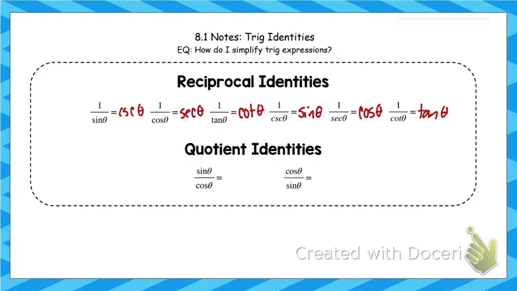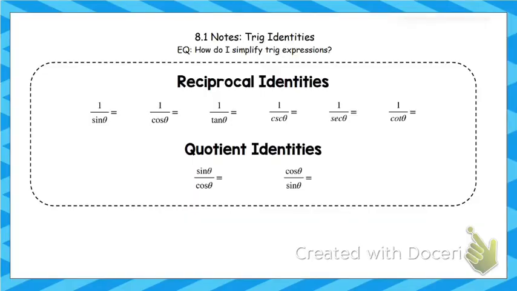Two others that we've looked at before are the quotient identities. So sine divided by cosine, we know that's the same thing as tangent. And cosine divided by sine, that's the same thing as cotangent. So what we're going to start is just use those identities before we look at some of the new ones.